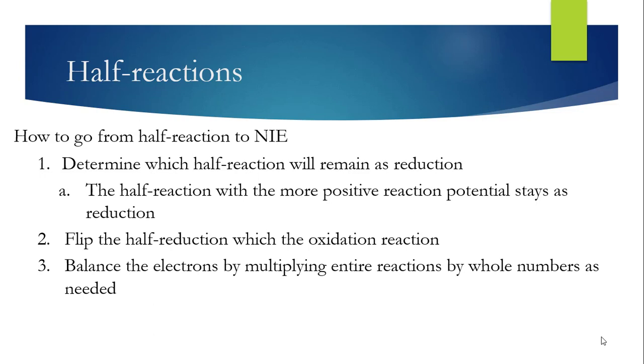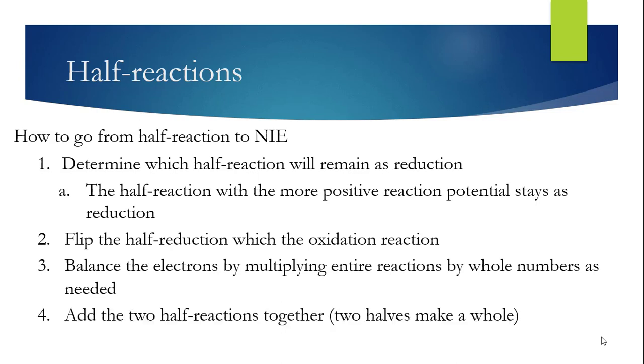Now you're going to balance the electrons because now the reduction should have electrons on the left side of the arrow, and the oxidation has electrons on the right side of the arrow, and you want to get rid of them. You're going to add the two half reactions together, because two halves make a whole, and your final check is to be sure that the atoms and the charges are balanced.